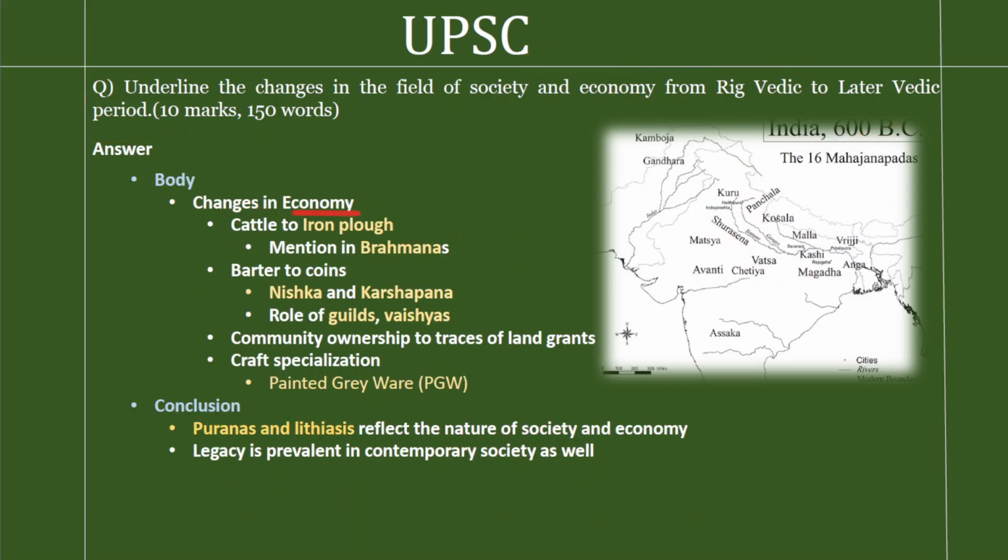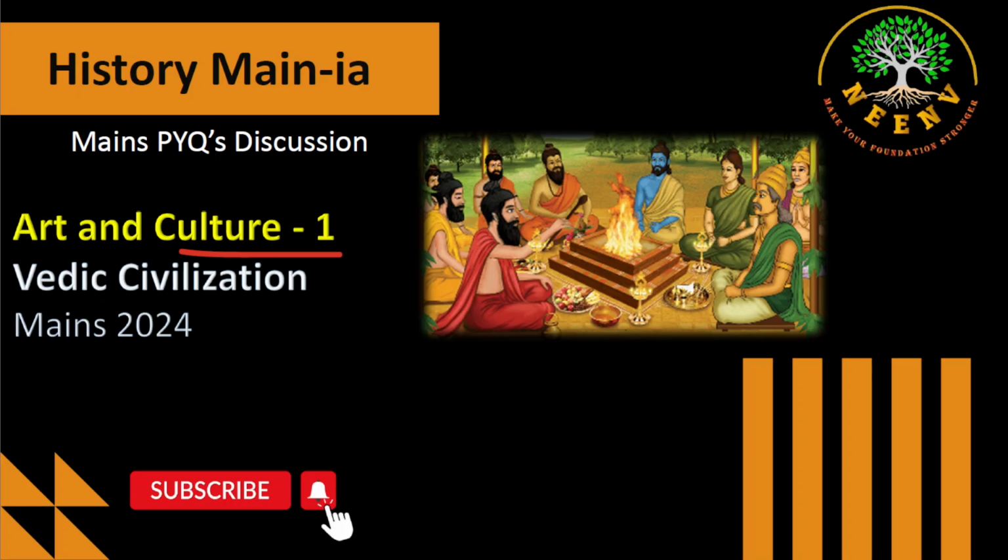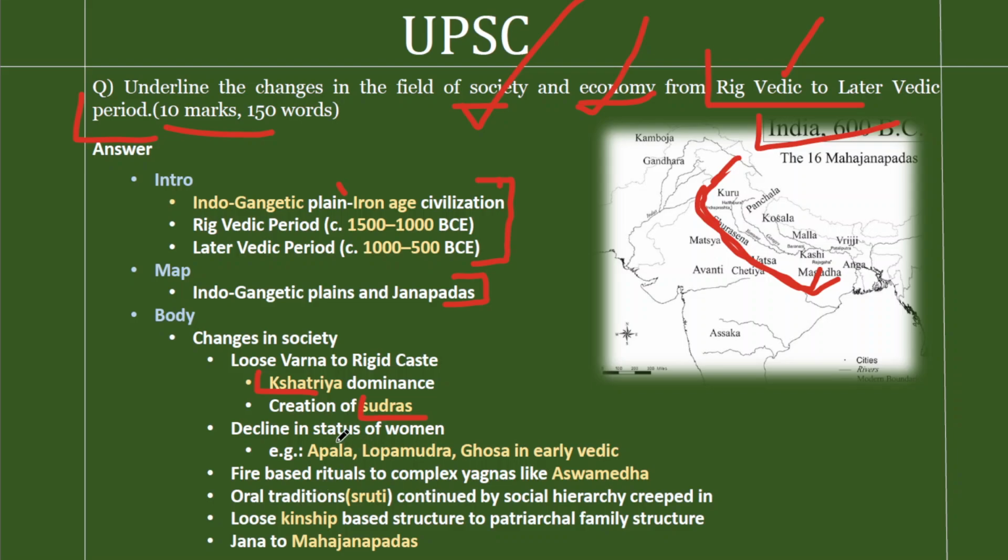The second point in the society aspect is the decline in the status of women. So whenever we think of society, we think of the social stratification, we think of women, we think of religion, and hence the same framework is followed here. Second point is with respect to women.